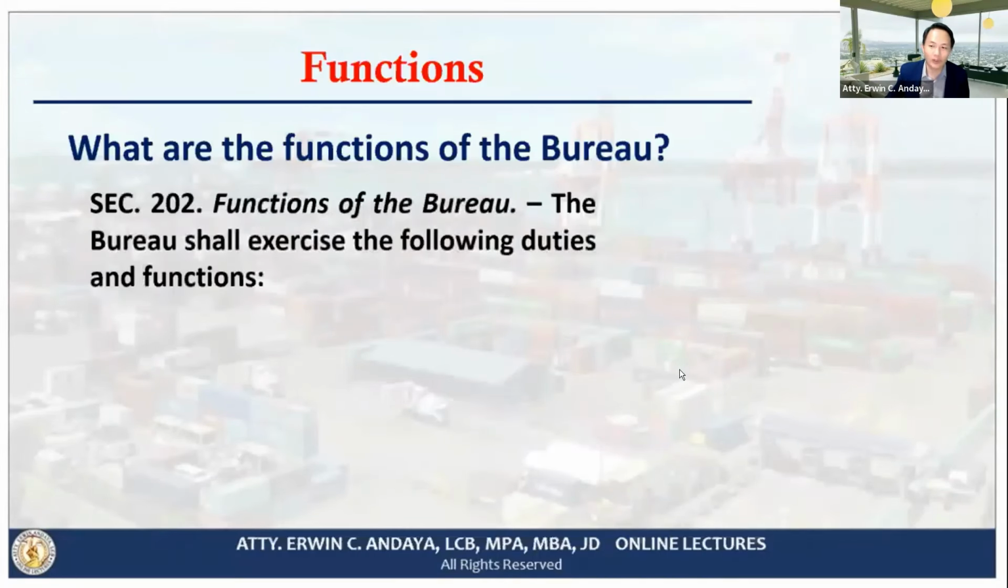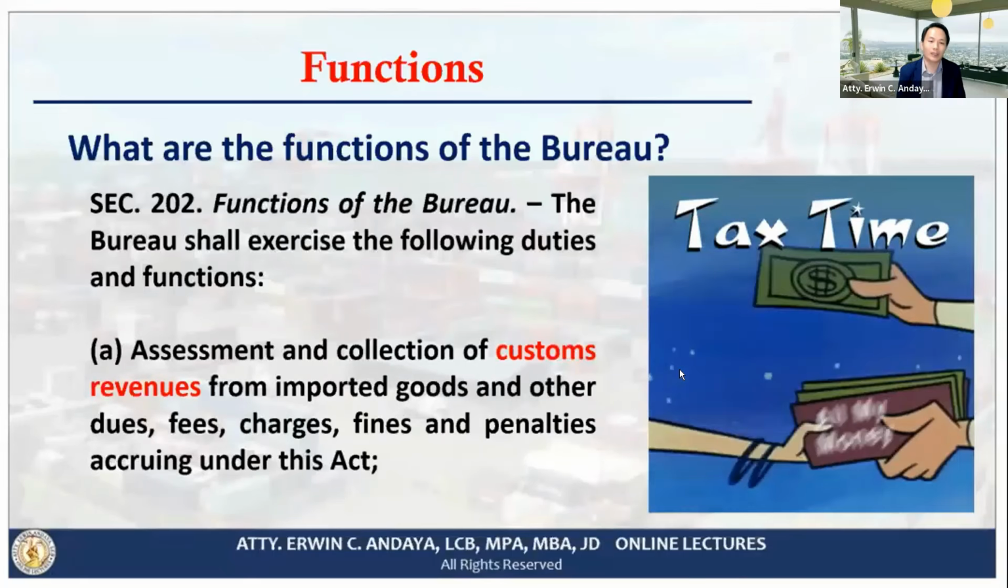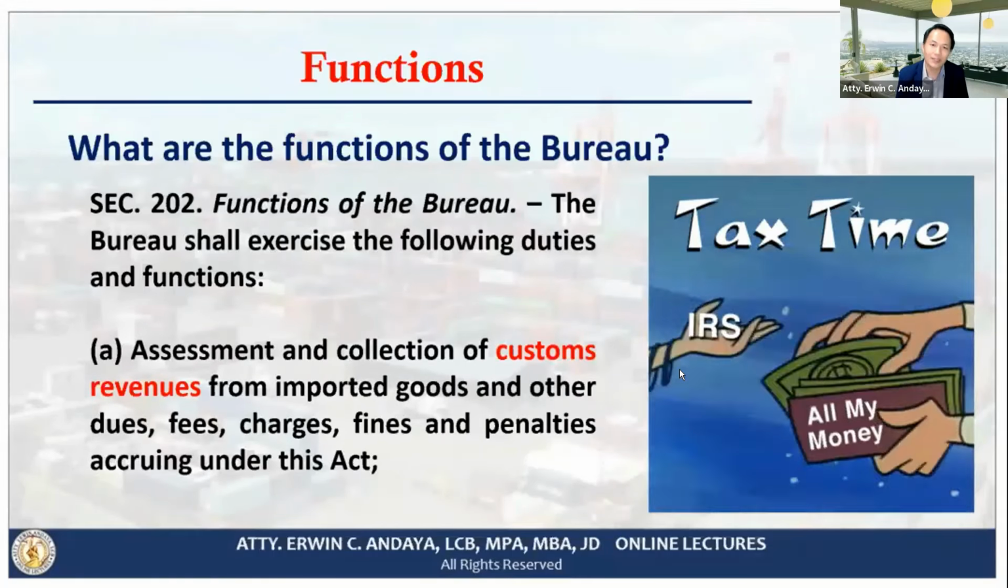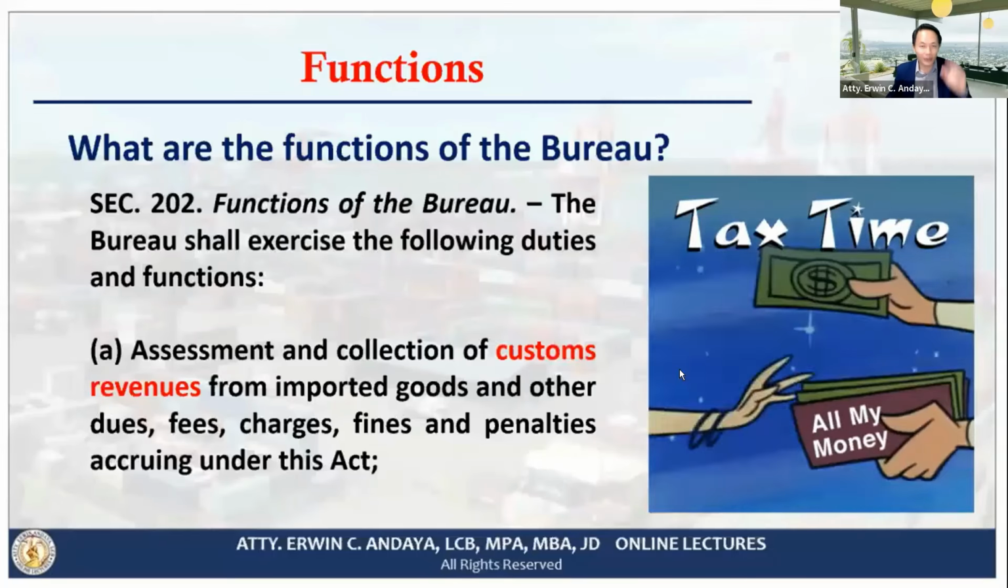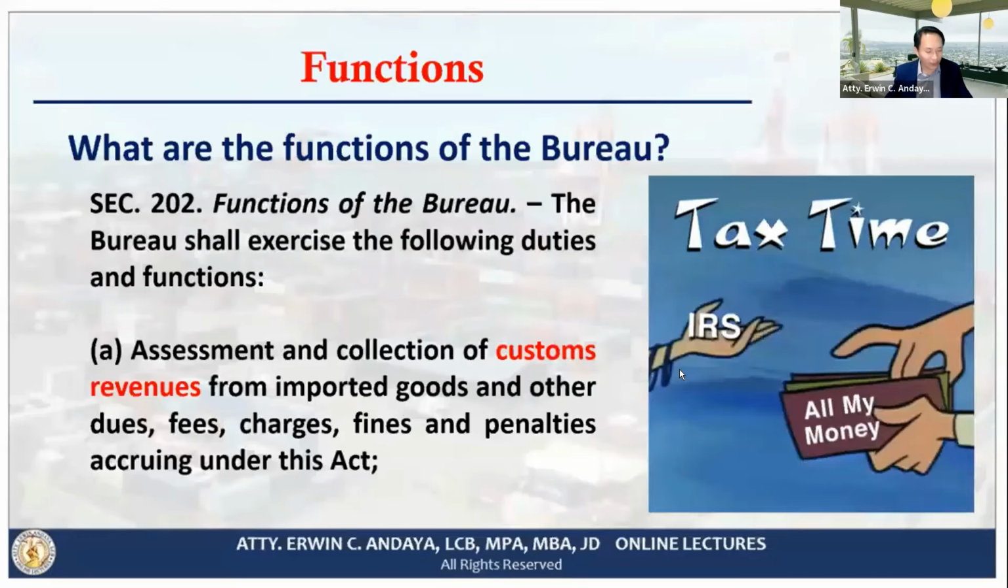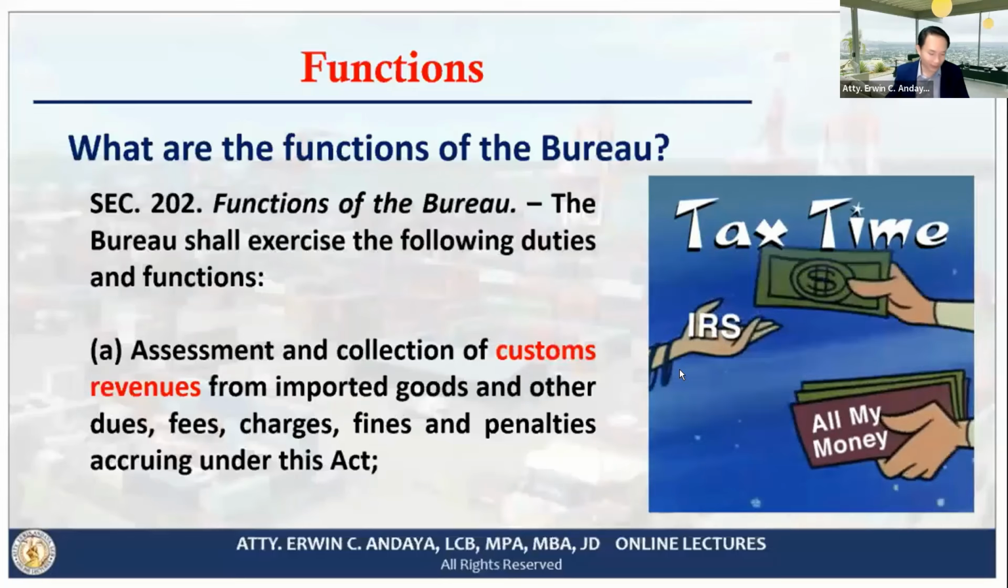And the primary function, the first, di ba naka-letter A yan hanggang letter J yata, di ba? Naka-enumerate yan. Ang pinakauna, yung first po na nakalagay sa Section 202 is the assessment and collection of customs revenues from imported goods and other dues, fees, charges, fines, and penalties accruing under the CMTA. So yung first po na mandato ng Bureau of Customs is to collect revenues. I'll show you later on po kung magkano yung collection target ng Bureau of Customs for the year 2023.